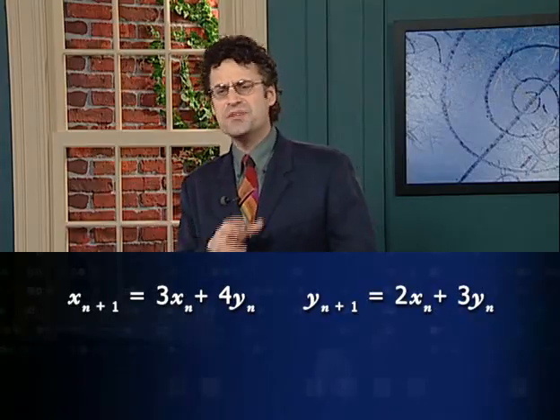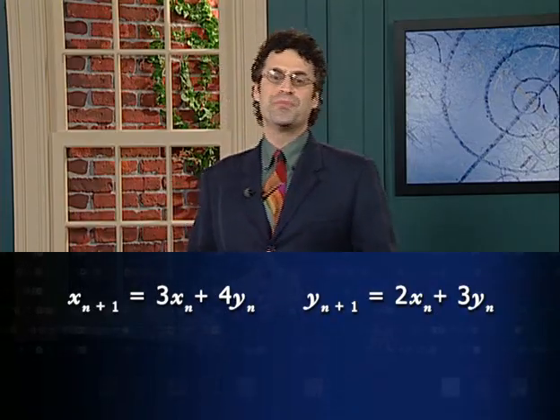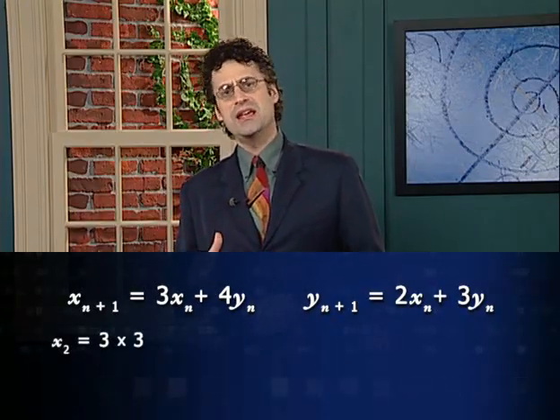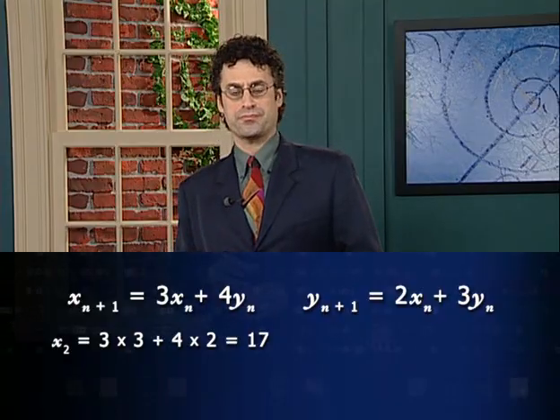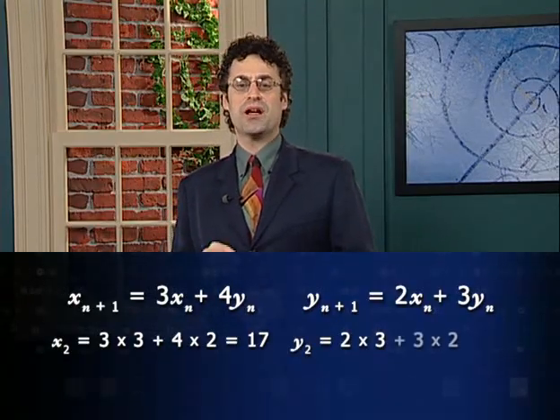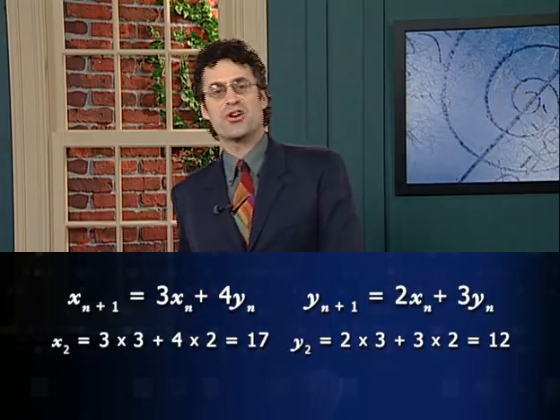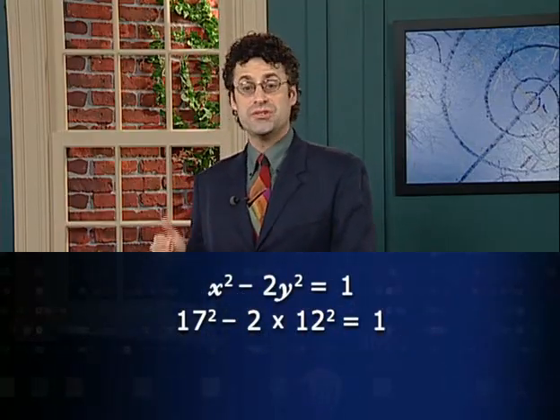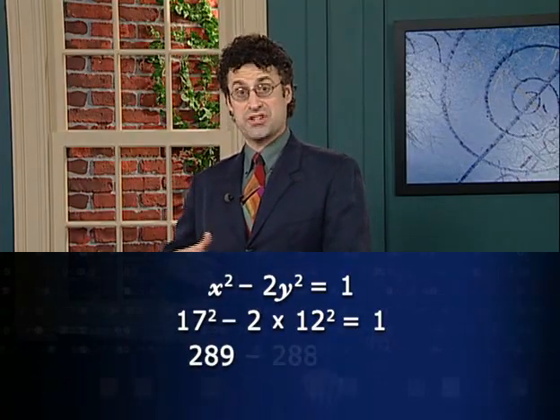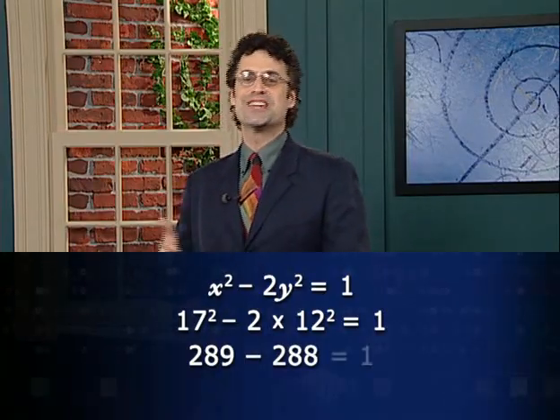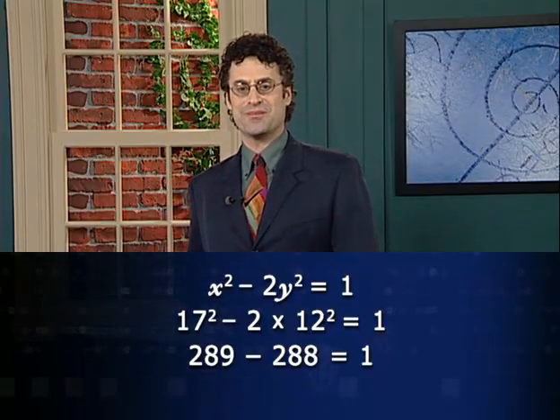In fact, they are in some sense a pair of recurrent sequences, which we studied earlier in the course. So, for example, x2 would equal 3 times 3 plus 4 times 2, which is 9 plus 8, which equals 17. And y2 would equal 2 times 3 plus 3 times 2, which equals 6 plus 6, or 12. And if we substitute these new values into the left-hand side of our equation, we'd see 17 squared minus 2 times 12 squared, which equals 289 minus 2 times 144, which is 289 minus 288, which equals 1. It's like magic. In other words, we just found another larger solution to our Pell equation.